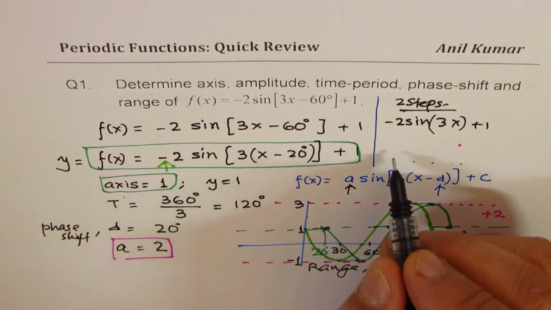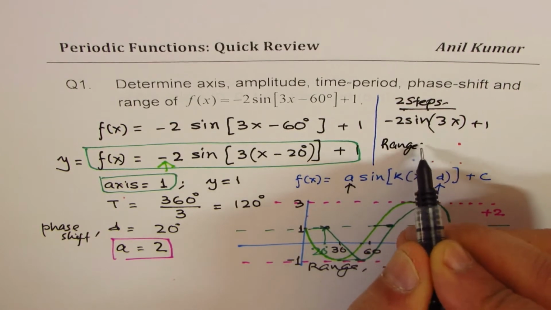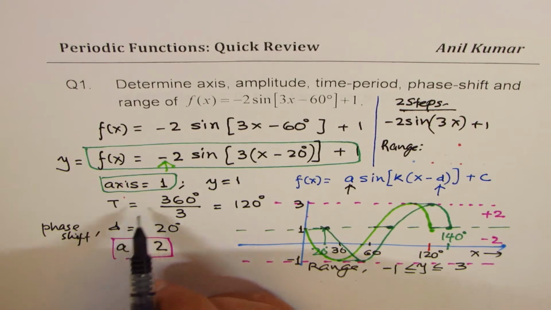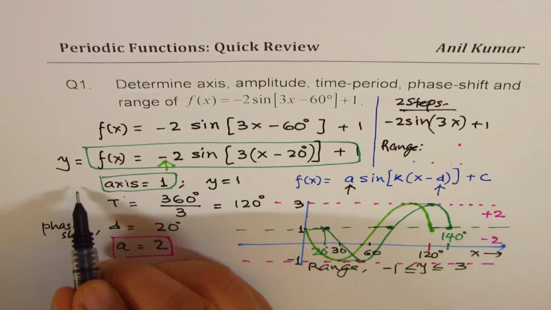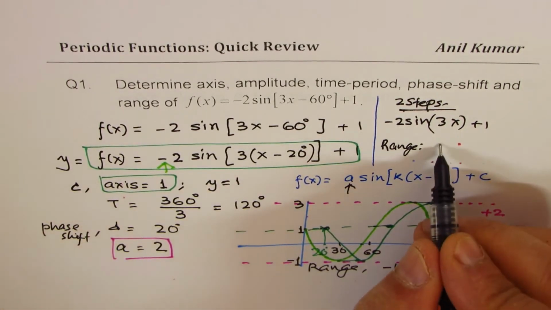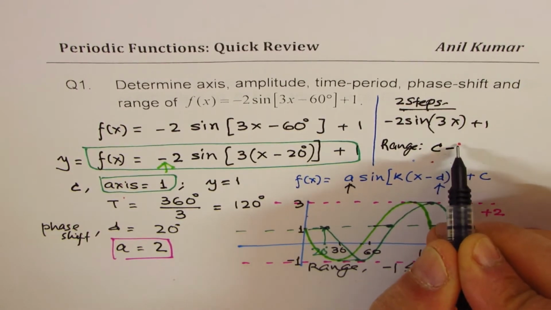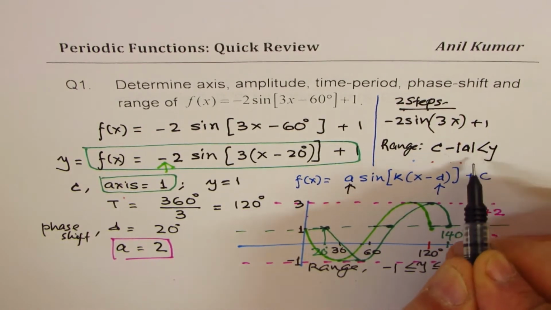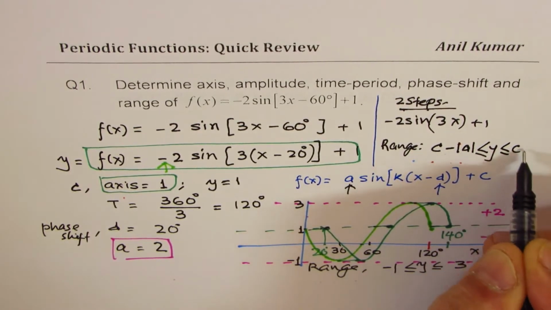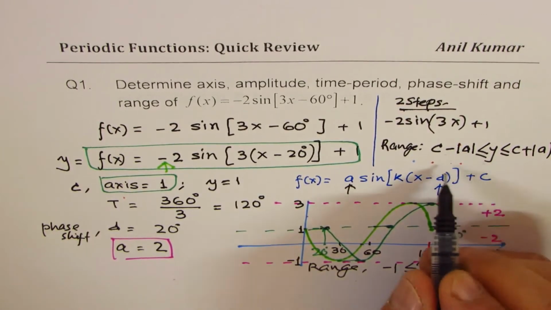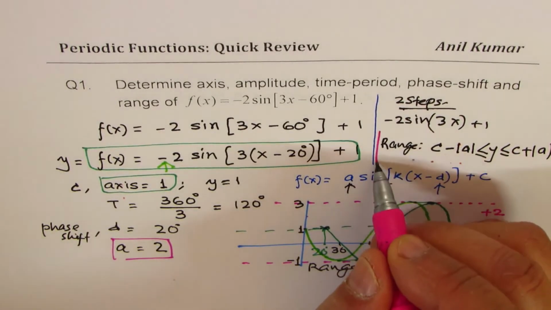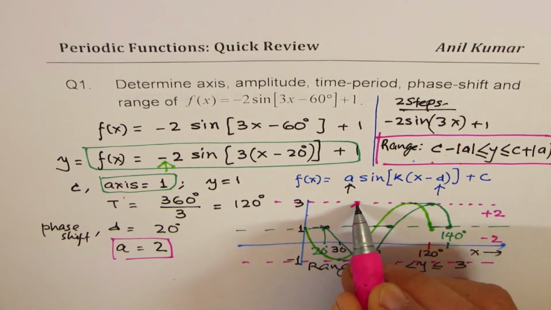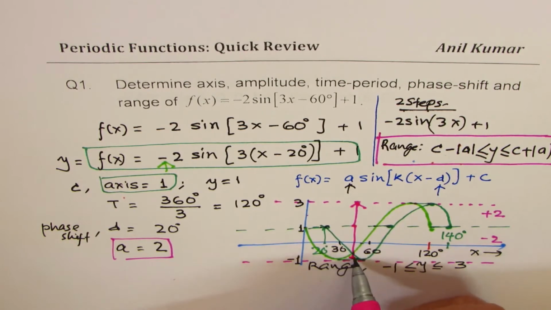Let me write down the formula for range here. Range is basically the axis, which is our factor c. Let me call this c, right? C is the axis. So it is c minus the absolute value of amplitude, so range is y greater than or equal to c minus amplitude and less than or equal to c plus amplitude. Do you see that? So this becomes your formula for range. You can add and subtract amplitude from the axis. When you add, you get the maximum limit. When you subtract, you get the minimum limit.